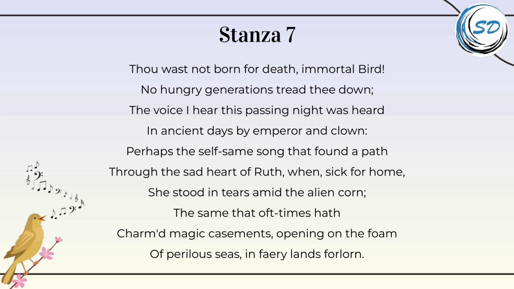Let's look at the difficult words and phrases before we proceed with the explanation. Hungry generations symbolize the continuous cycle of human existence, implying that generations come and go, but the Nightingale remains unaffected and eternal. Emperor and clown represent individuals from opposite ends of the social spectrum, symbolizing people from all walks of life. Alien corn refers to crops or grain that are grown in a foreign land, symbolizing something unfamiliar or foreign. Ofttimes is an archaic form of often, indicating frequent occurrences.